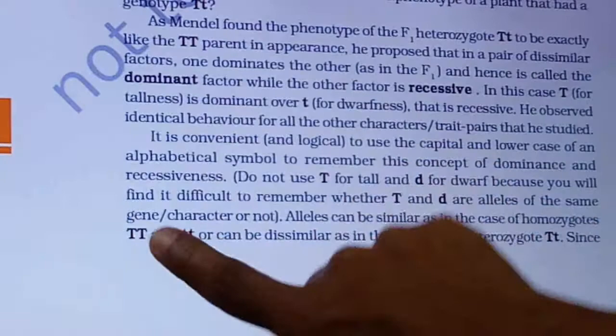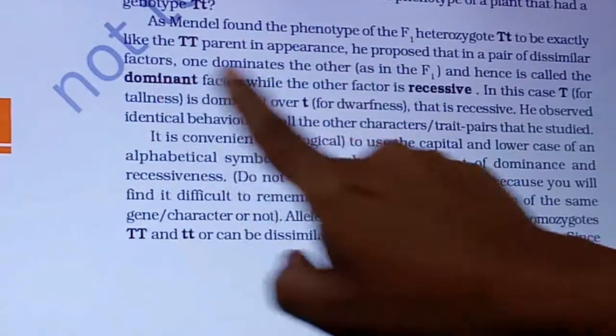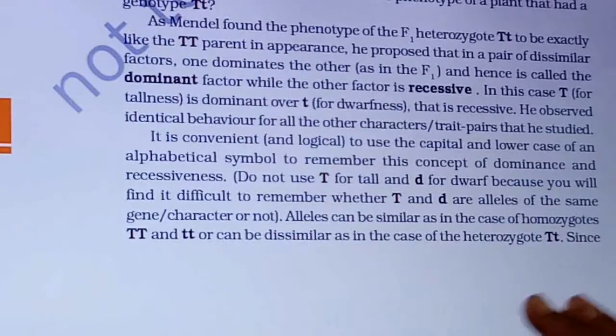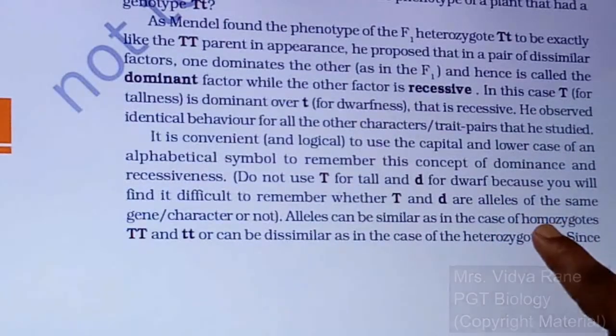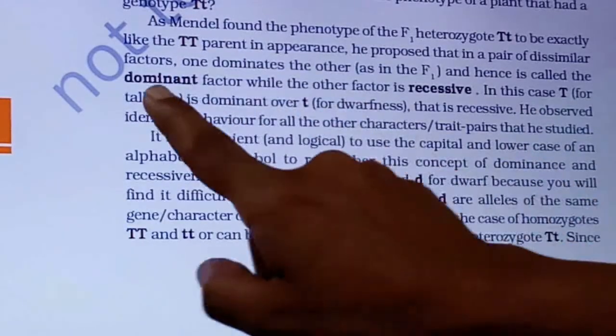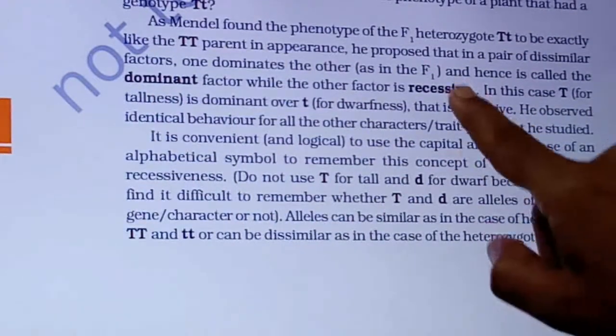So these both are same. This you have to prepare: homozygous, heterozygous, dominant and recessive, because whenever the problem is given based on this, for monohybrid cross or dihybrid cross, these words will be used. Homozygous dominant, then heterozygous, right, or homozygous recessive.